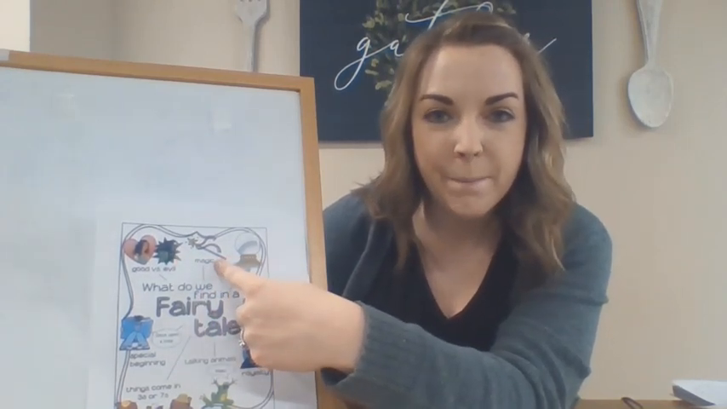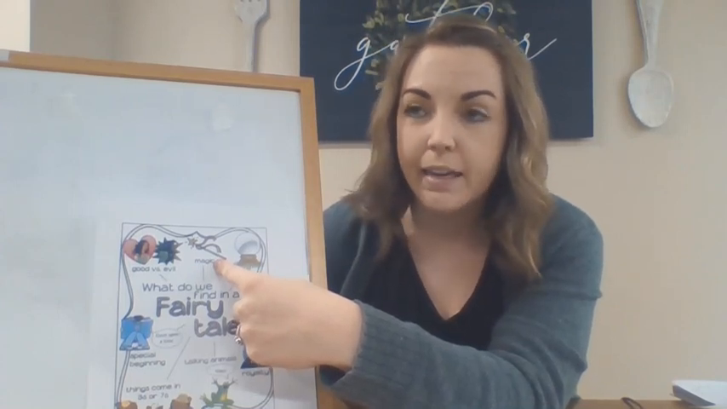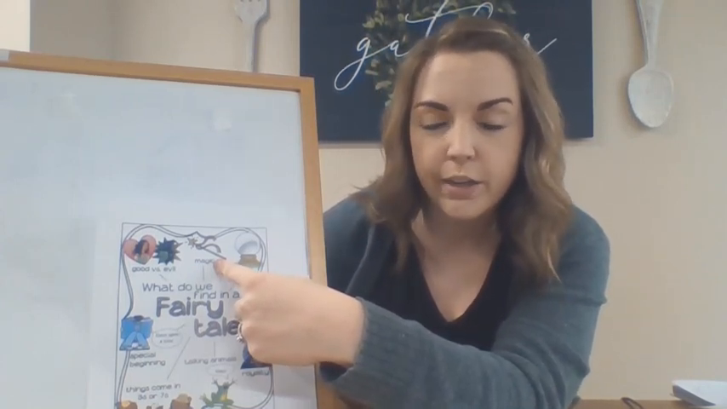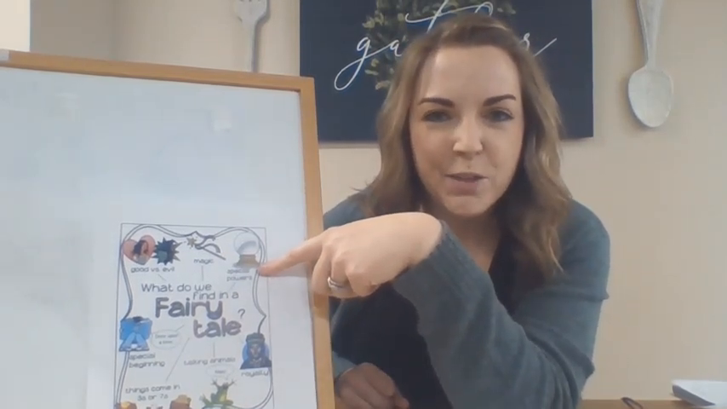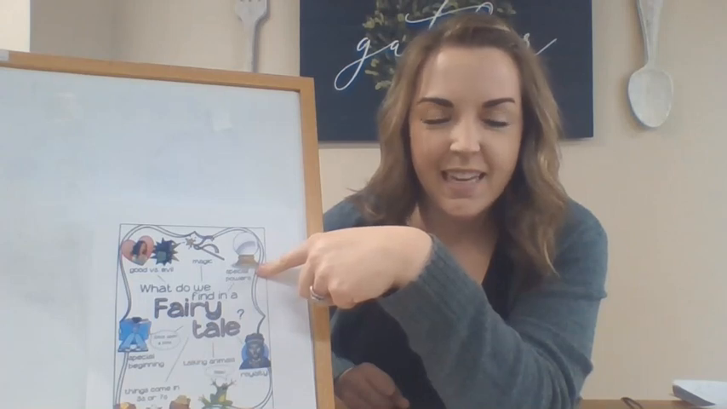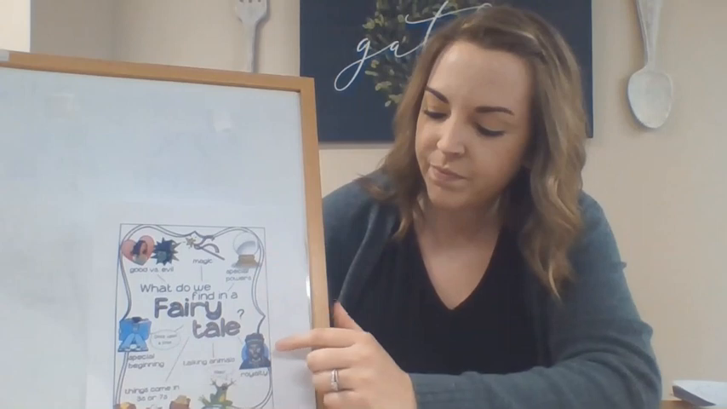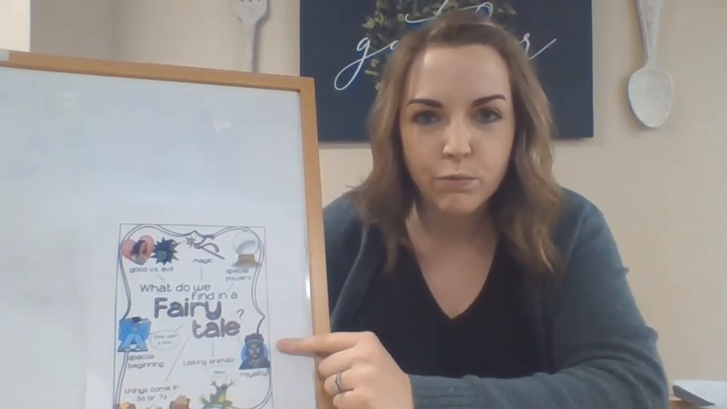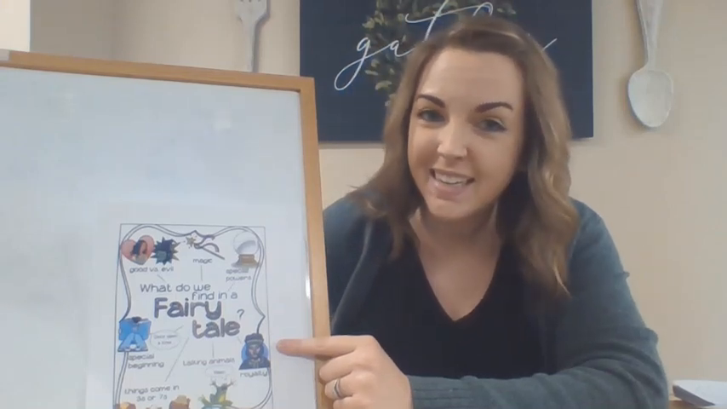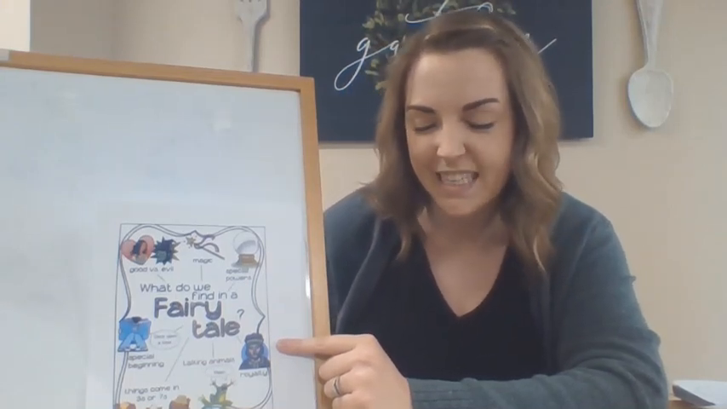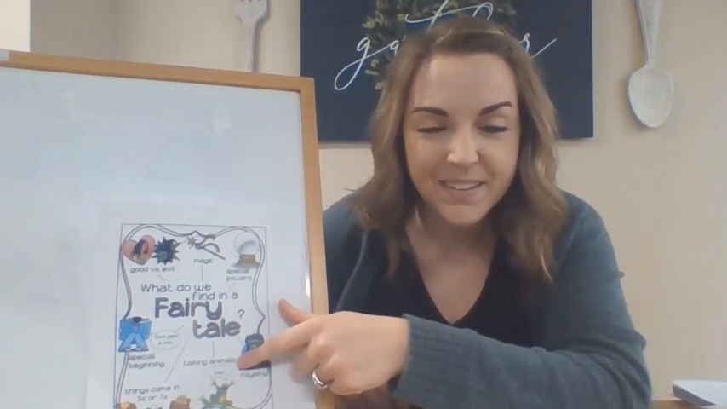We also find magic. Now, sometimes this is a magic person, like a fairy godmother, or it could be a magic object. There's also special powers in fairy tales. Sometimes people have special powers, or sometimes it's animals. We also usually find royalty, which means there are kings and queens and princesses and princes usually in a fairy tale. We might also find some talking animals.